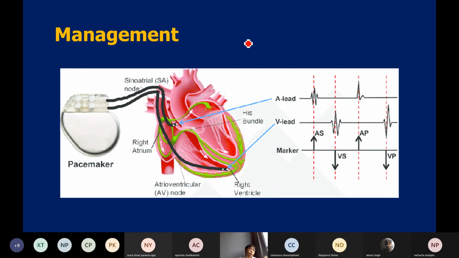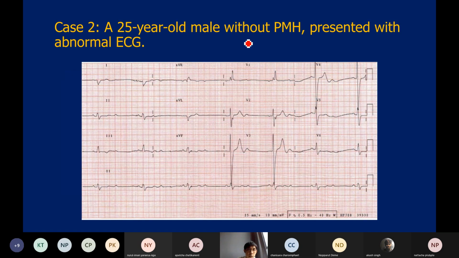Okay, for the management of sinus node dysfunction with symptoms and a reversible cause, we would put the pacemaker in the patient, and the first choice of pacemaker would be a dual chamber pacemaker. We have talked about this from last session, so I'm not going to go into the details of this one.